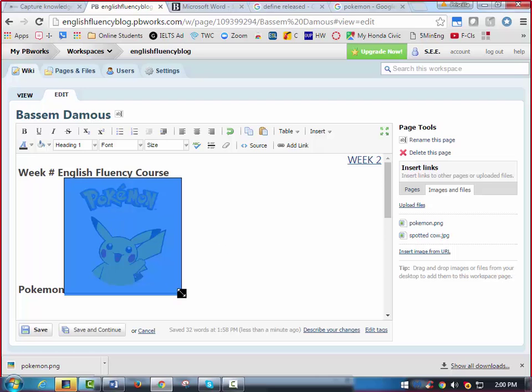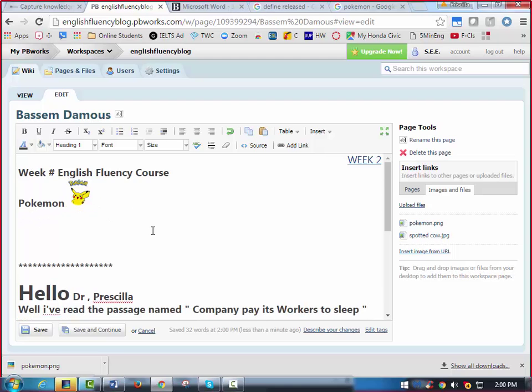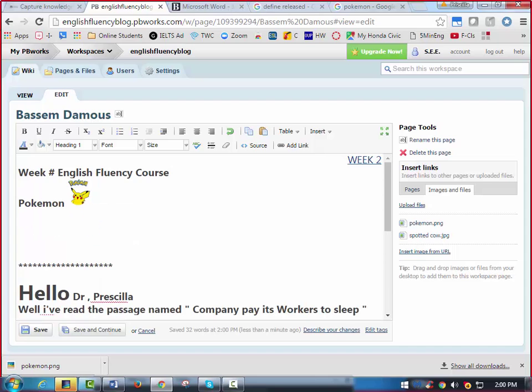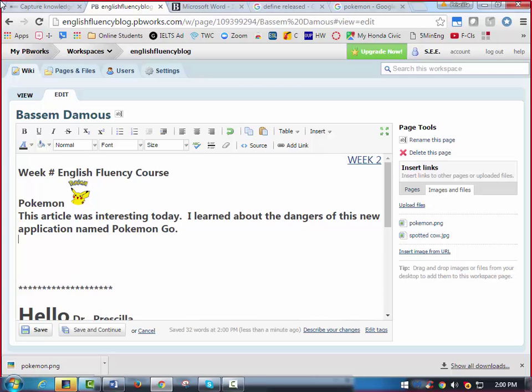So there's my Pokemon. To make it a little smaller, I just click on that little box there because I don't need it that big. And there's my Pokemon. Or I have it also on my mouse. I'll just do a right click and save, but I'll take this one out. Then I might put, this article was interesting. Let's see. Today, I learned about the dangers of this new application named Pokemon Go.